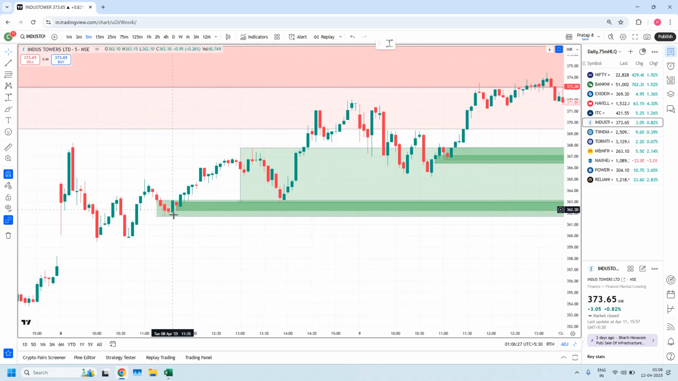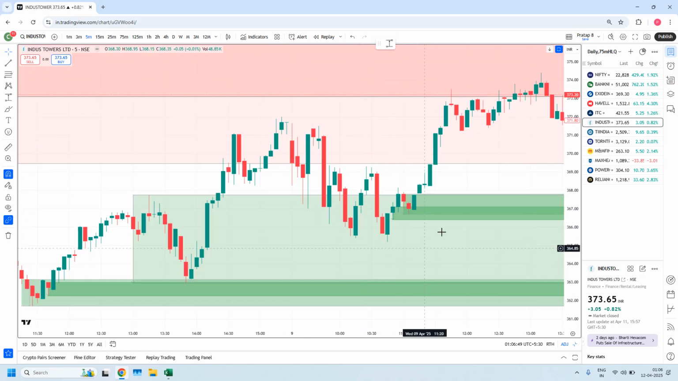Similarly, in this horizon we have a fine-tuned zone: rally, base, rally. This rally, base, rally is again acting as a horizon to this entire 75 minute zone. Of course, it is a fine-tuned 5 minute zone inside the 15 minute horizon, but this fine-tuned 5 minute zone is also a horizon to this entire 75 minute zone. So this is the area where real institutional order flow is there. We have to plan our trade.